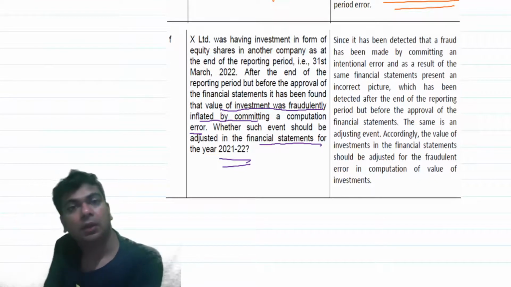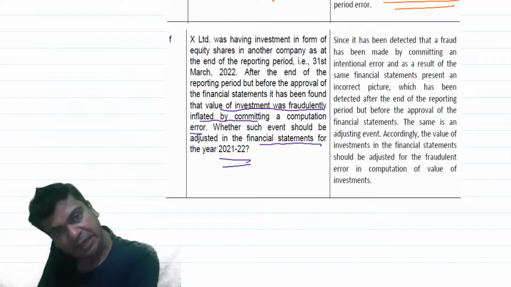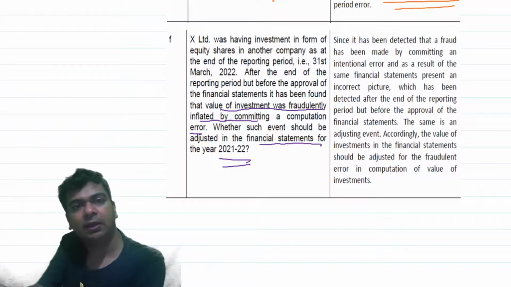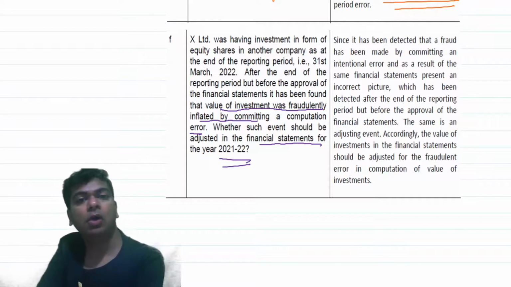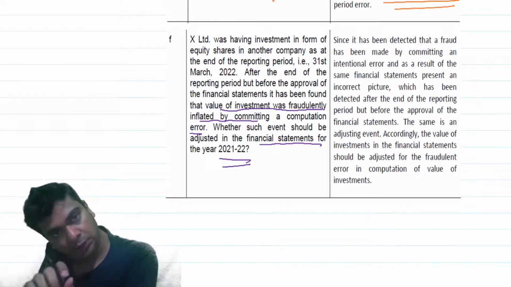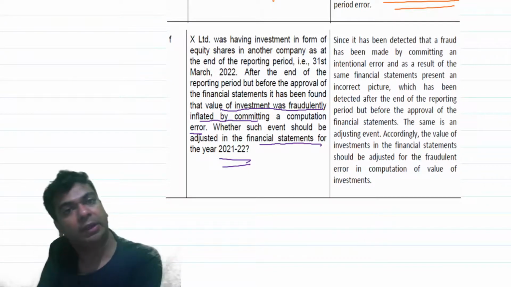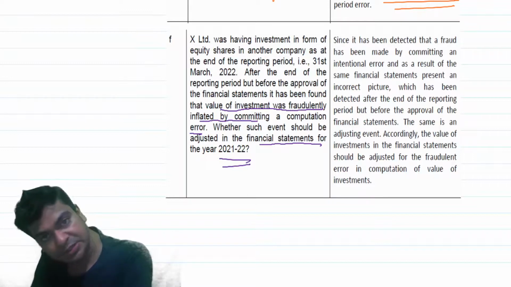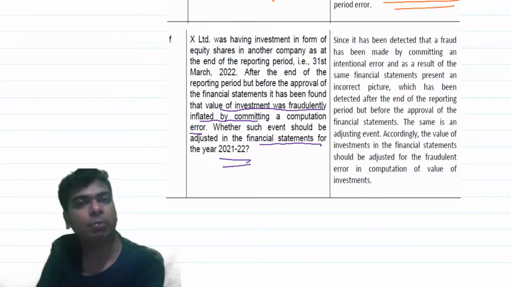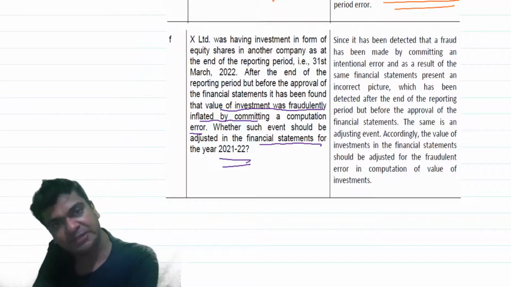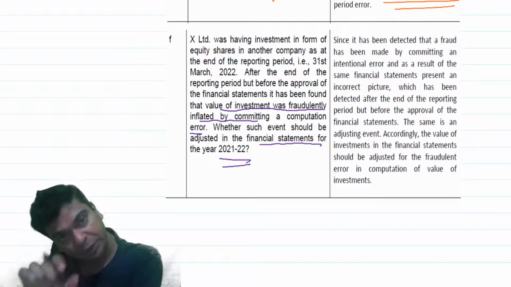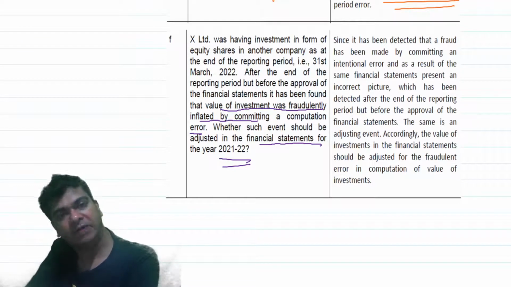You have discovered that the value of your investment has been fraudulently inflated, okay? When was this fraudulently inflated? On your reporting date. This discovery of the fraud is giving you further evidence of the circumstances that were prevailing on the reporting date. It is indeed an adjusting event. You should revisit the entire valuation, and whatever new value you are getting, the investment should be reduced to that new value.